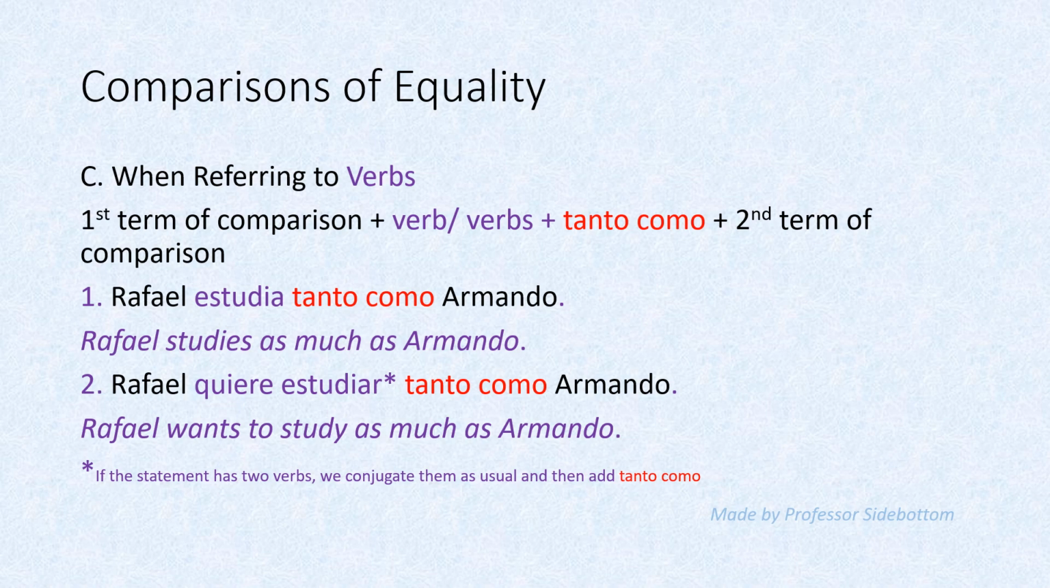Rafael quiere estudiar tanto como Armando. Rafael wants to study as much as Armando. Notice that we can have one verb or two verbs. And if the statement has two verbs, we conjugate them as usual, as in the first one is conjugated, the second one stays in the infinitive, and then we add the tanto como.